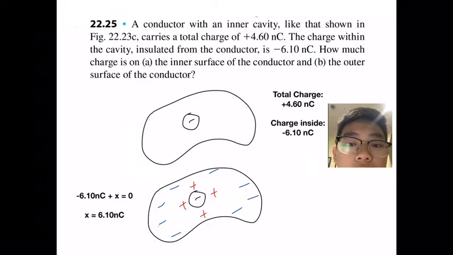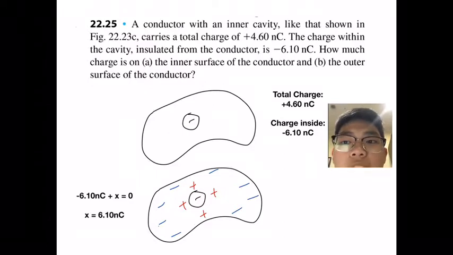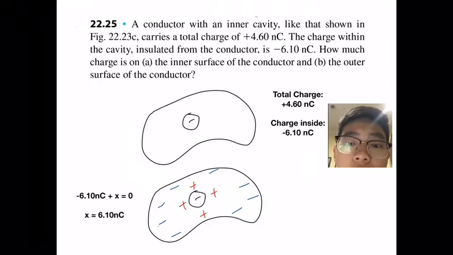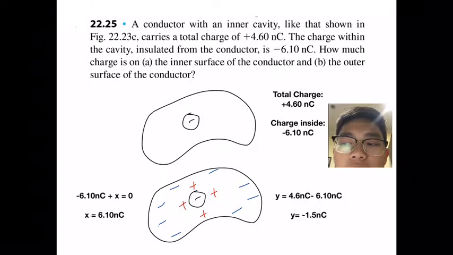So let us look into a new formula that we can use to find the charge of the outer surface of the conductor. As we can see, the charge outside is equal to the original charge, which is 4.6 nanocoulombs, minus the charge that was taken out to negate the charge on the inside, which is 6.10 nanocoulombs. So 4.6 nanocoulombs, the total charge, minus 6.10 nanocoulombs, the charge on the inner surface of the conductor, is equal to negative 1.5 nanocoulombs.